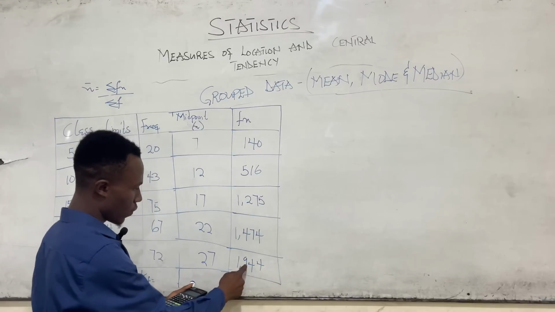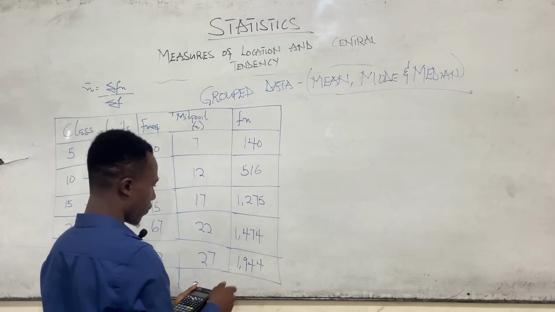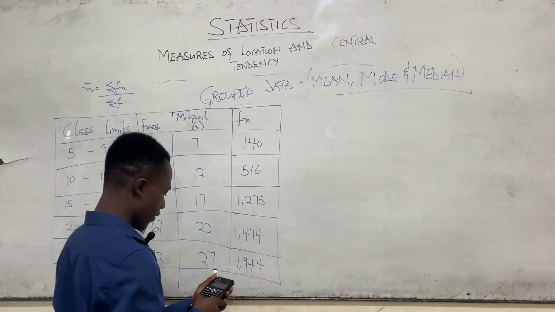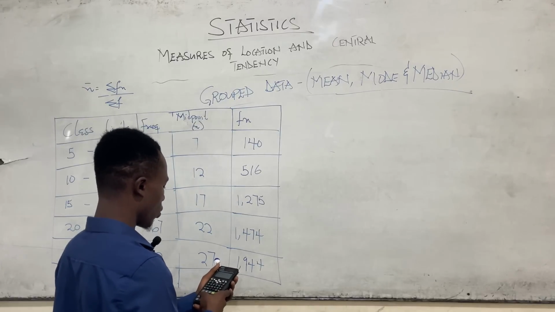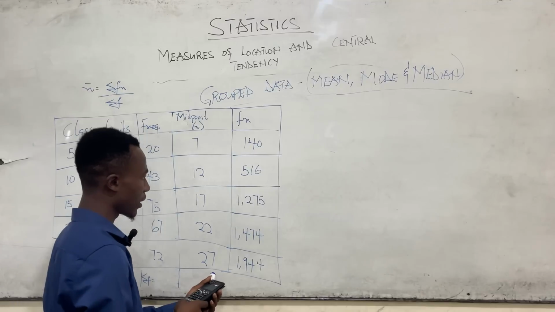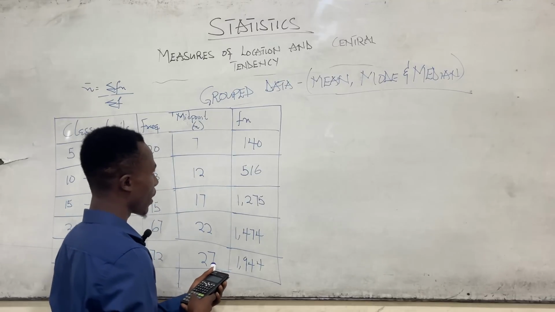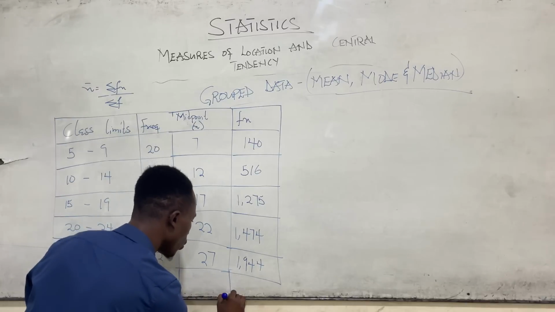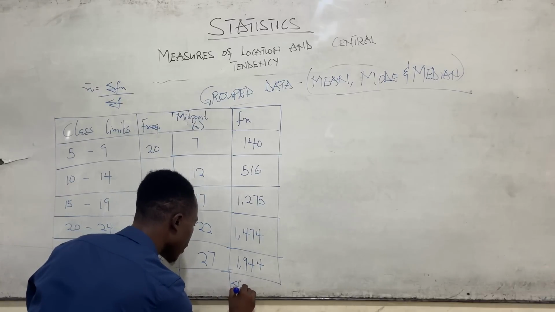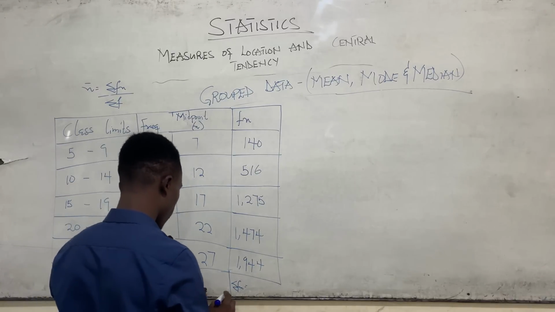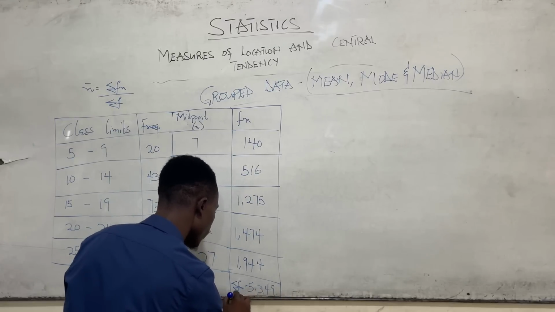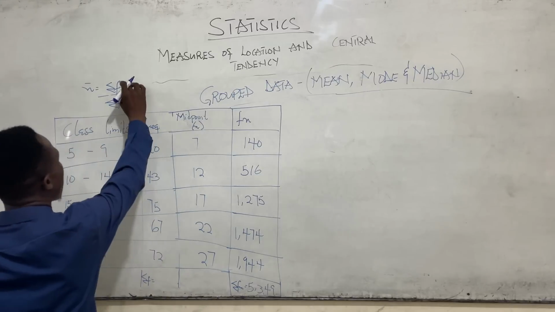Now 1944 plus 1474 plus 1275 plus 516 plus 140. So here too we say sigma fx is equal to 5349. So that is it. So we are done with the first part.